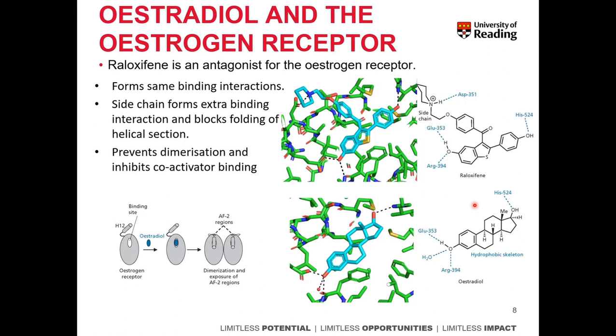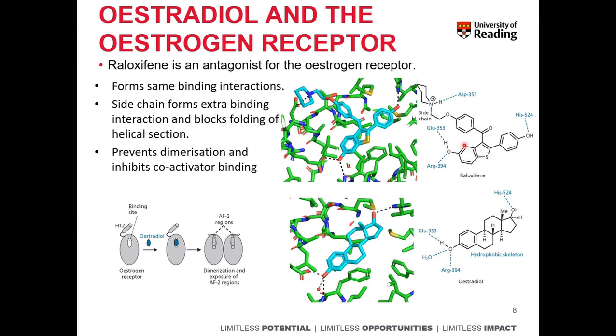However, the raloxifene also has a long tail coming off the molecule, and this forms an additional hydrogen bond with an amino acid within the protein. Now this chain here forms this extra binding interaction, and it blocks the folding of the helical section. So if you remember back to the previous slide, the first thing that occurred after the estradiol bound was the folding of this helical section of the protein.